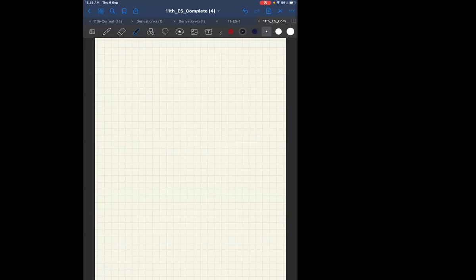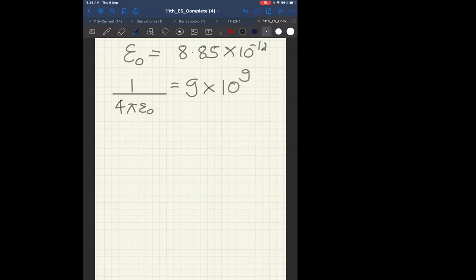Therefore, to give you a summary, what is the value for epsilon naught? The value for epsilon naught is 8.85 into 10 power minus 12. And the value for 1 by 4 pi epsilon naught is 9 into 10 power 9. Is this much clear? So these two values you should remember.